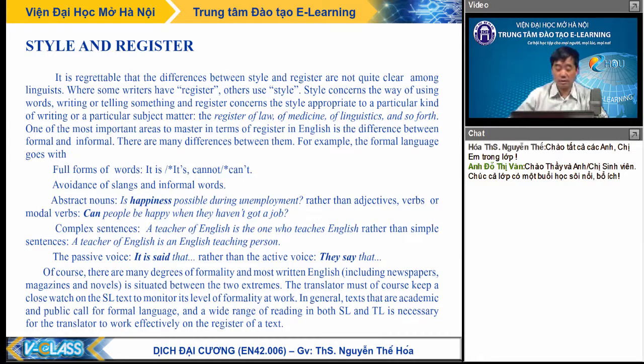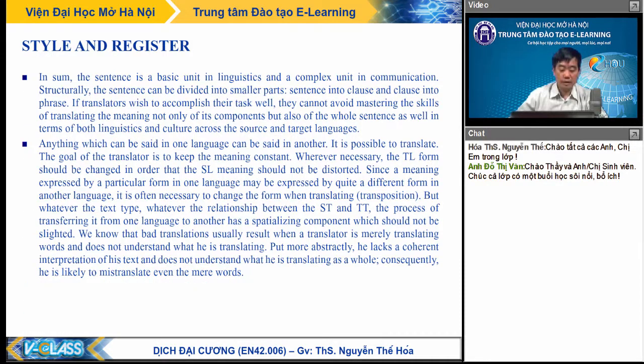So what does the register mean? The register actually means the number of words, the vocabulary, the translator possesses. And of course, he or she has to pay attention to the style of writing. Anything that can be said in one language can be said in another, so it is possible to translate. The goal of the translator is to keep the meaning constant.